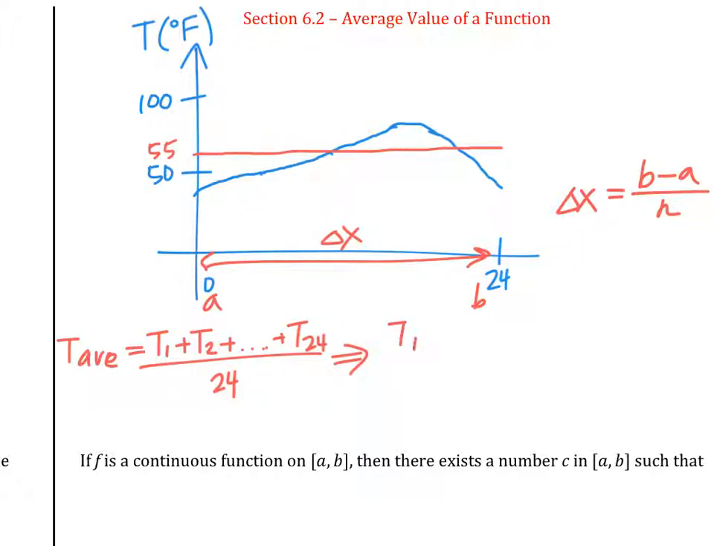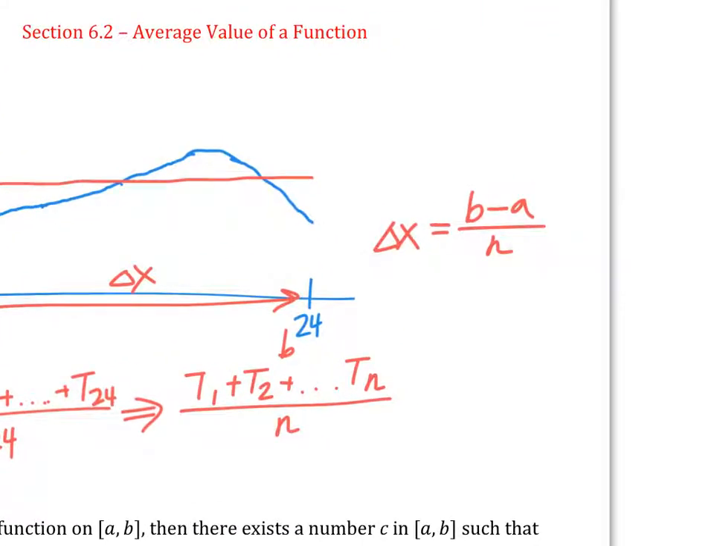So we can say this is T1 plus T2 plus ... to infinity, because we are not just taking temperature measurements on the hour. We could take it every minute, and n gets really large, right? So we divide by n, however many measurements we took. Now, we can solve for n. Delta x times n is equal to b minus a, so n is equal to b minus a over delta x.